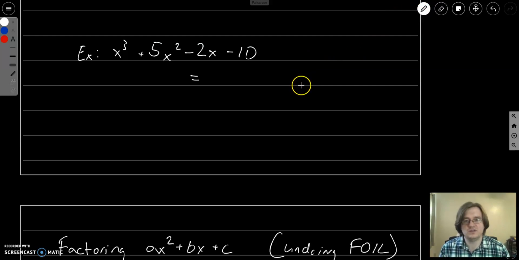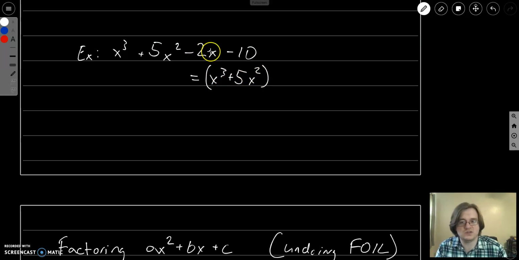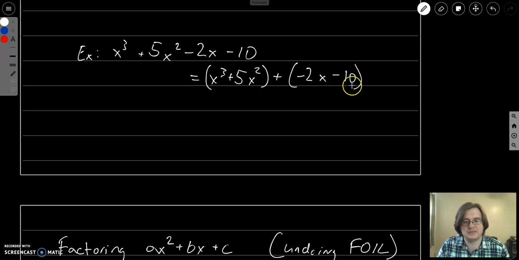So what I'll do is I'll group them and pull out numbers that are common to these. So what I'll do is I'll group the first two terms here. We've got x cubed and 5x squared. I'll group those. And what I'll do is I'll group the second ones. So we'll add minus 2 minus 10. Note that I'm just taking these negative signs and keeping them with the individual terms rather than pulling it out.